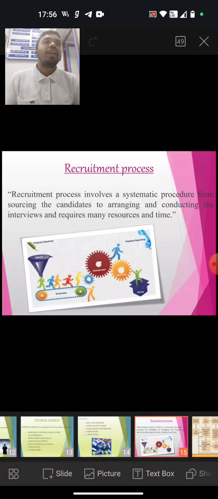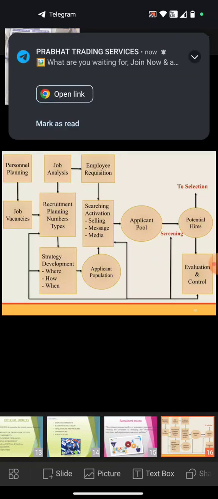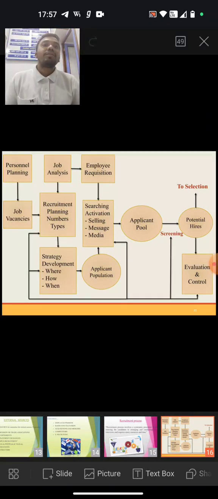The recruitment process involves a systematic procedure from sourcing the candidate to arranging and conducting the interviews, and requires many resources and time. First one, planning: personnel planning, job vacancies, recruitment planning, number and types, job analysis, strategy development: who, where, when, employee searching.